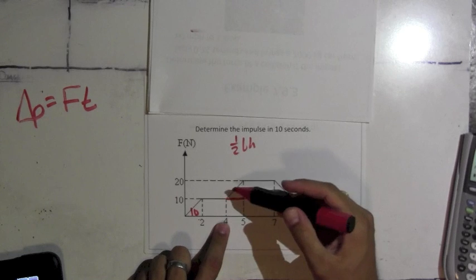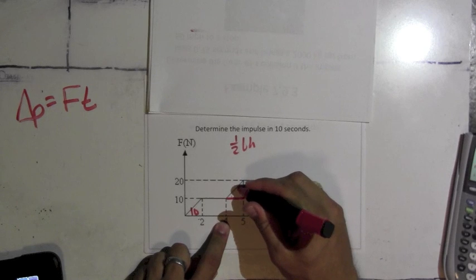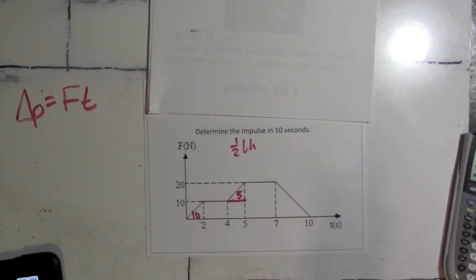Okay, and then a lot of people want to say that the height is 20. It's not. Remember, the triangle as drawn is 10. So this actually has an area of 5. And people will make that mistake because they'll say it looks exactly like that triangle. Remember, you have to look at the scales.